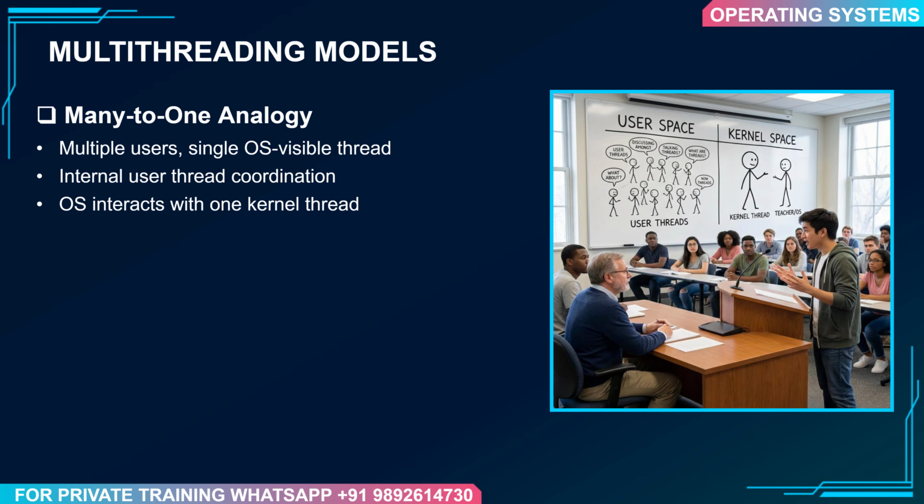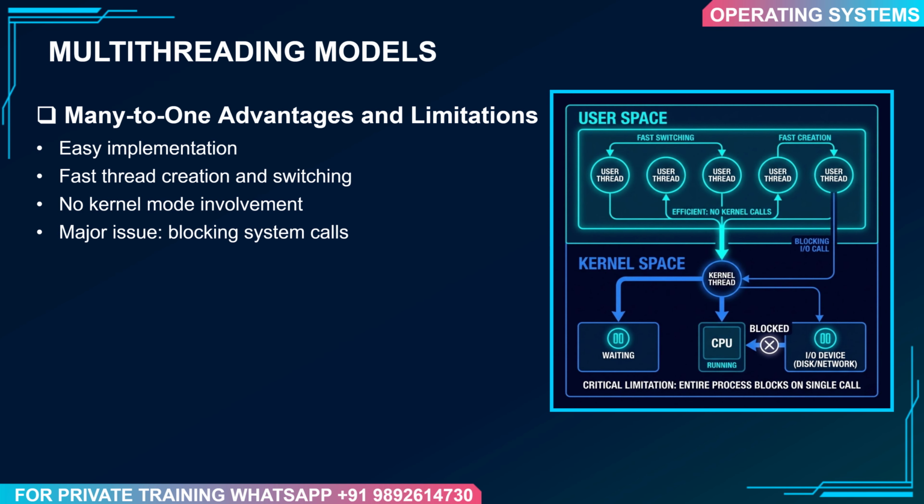many user threads. This model was popular in early systems because it is easy to implement and very efficient at the user level. Creating, deleting, and switching between threads is fast because it does not require a system call or a switch to kernel mode. Everything happens within the application's own space. However, this simplicity comes with serious limitations.